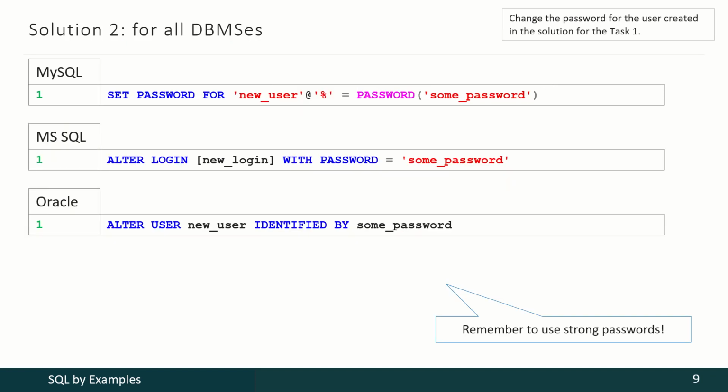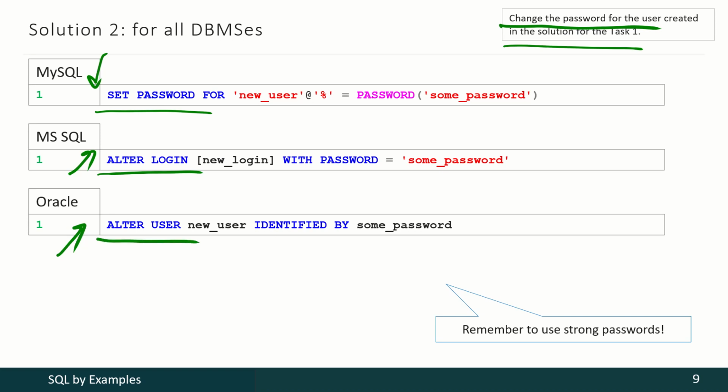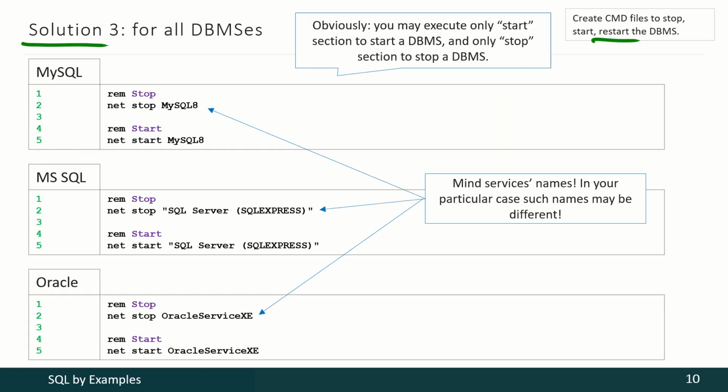If we want to change the password for the previously created user, the solution is self-explanatory for each and every DBMS. The difference is in the syntax only. For MySQL we use the SET PASSWORD expression, for Microsoft SQL Server we use the ALTER LOGIN expression, and for Oracle we use the ALTER USER expression. And finally, to restart a DBMS we may use such command files for each and every DBMS.